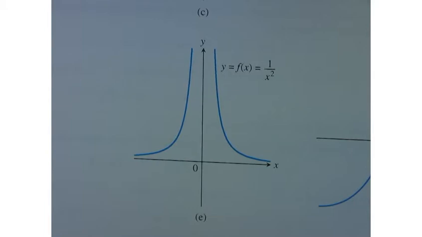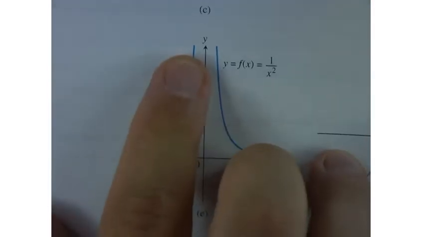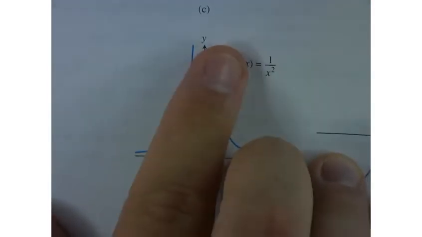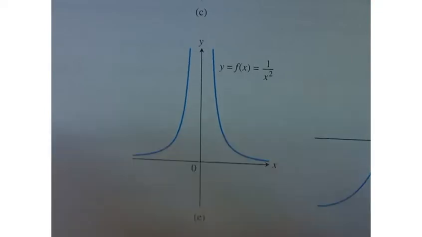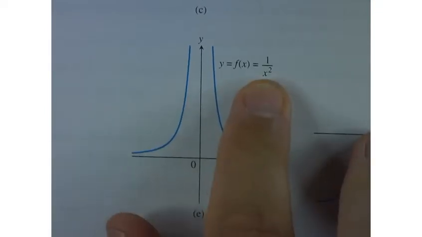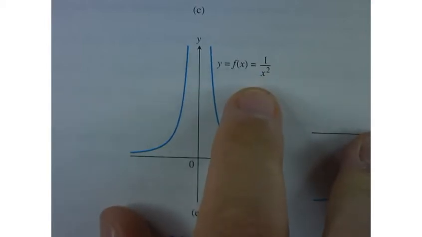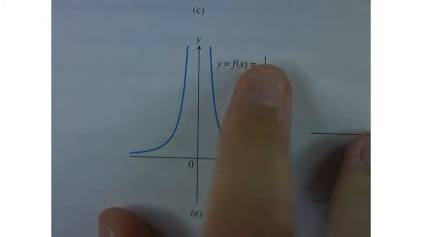However, I can't remove the discontinuity. I would have to jump from here to here. It has a vertical asymptote at x equals 0, because when x equals 0, the denominator is 0 and then it's undefined. And I can't make it be defined, because I can't plug in a 0 at all. Not with that function.